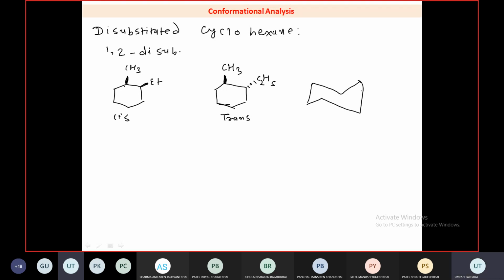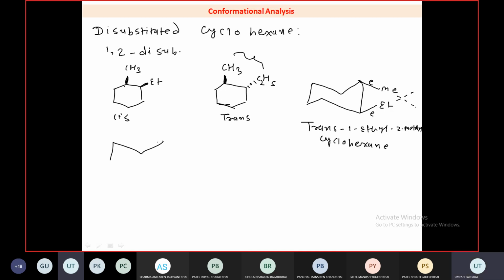You can put the bulky group, which is ethyl, at equatorial first. Now these two groups are trans to each other, so you can take methyl group at equatorial. Now you can extrapolate both the bonds, so they go into opposite direction. So this is called trans 1 ethyl, 2 methyl, cyclohexane.